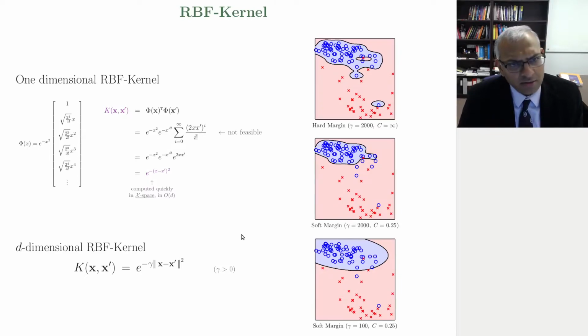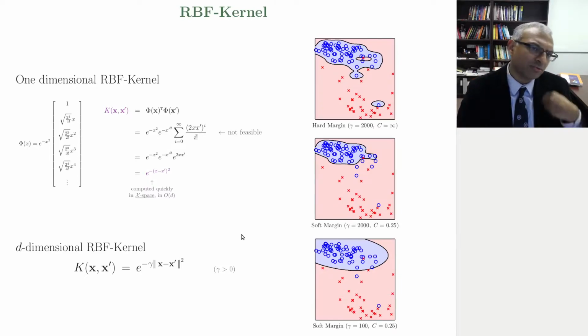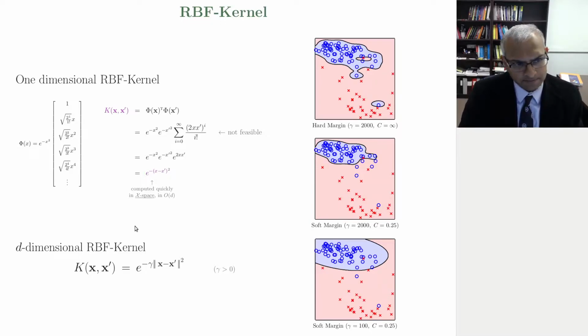Then we discussed the Gaussian kernel, which is also called the radial basis function kernel, and we'll see why in a little while. I explicitly derived the one-dimensional RBF kernel, which corresponds in some sense to a transform into an infinite dimensional, almost like a polynomial infinite dimensional transform, except that you normalize by e to the minus x squared. And we derived the kernel. It's e to the minus the difference between x and x prime, squared. So that's basically the Gaussian.